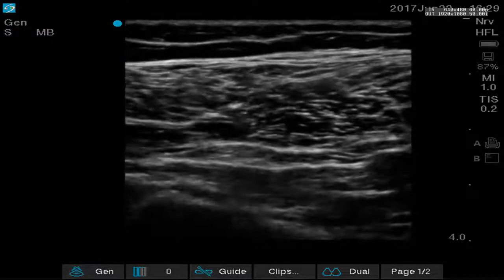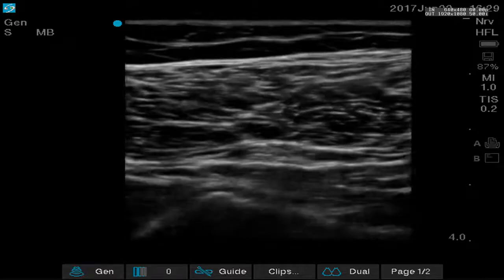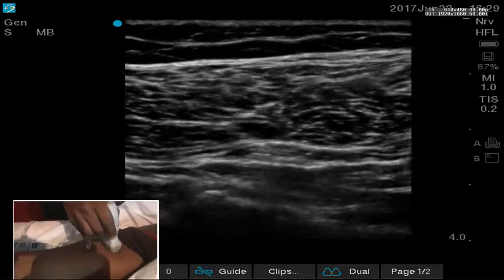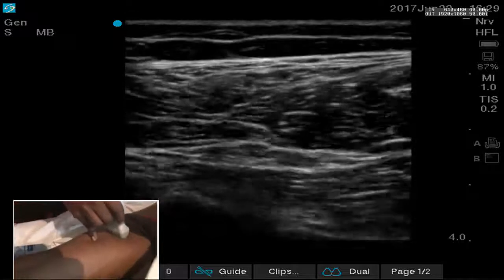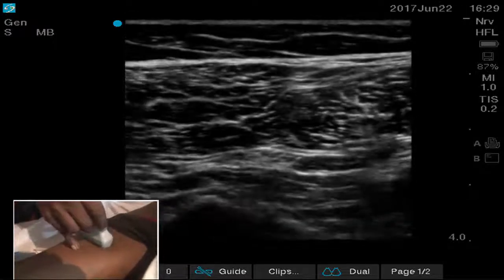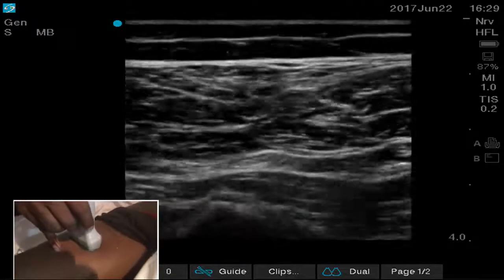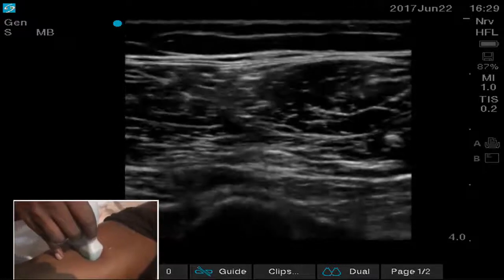Increase the depth. So now in the mid thigh, I am just scanning down. Now you can see the sciatic nerve at the center of the screen. You can trace it all the way down.